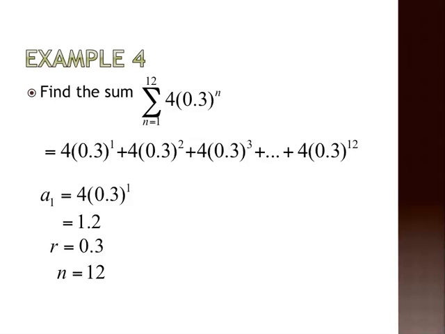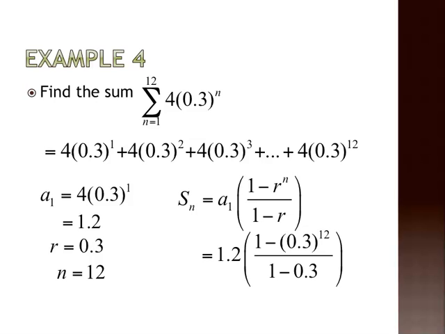All right, so we have all the information we need to use the formula. So that's going to be 1.2 times 1 minus 0.3 to the 12th. And it's only the 0.3 that's raised to the 12th. Okay, and in the denominator we have 1 minus 0.3, and that comes out to be about 1.714.